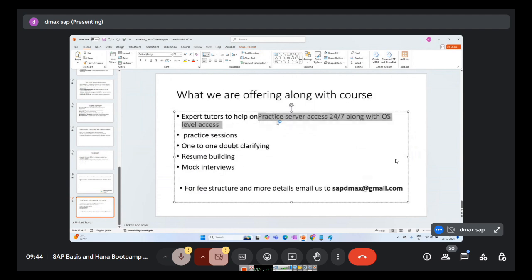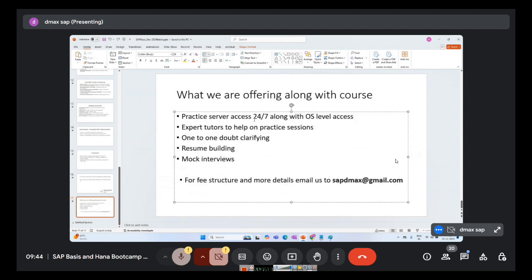OS level access will be there, but if some person is practicing something at the SAP level and you go and stop the service, it won't work. So we will divide you into batches who can perform OS level activities in a certain period. These kinds of things will be done.